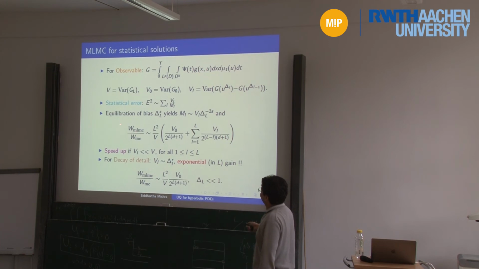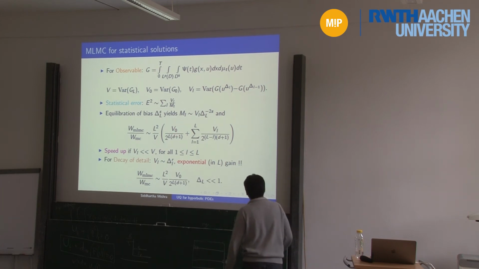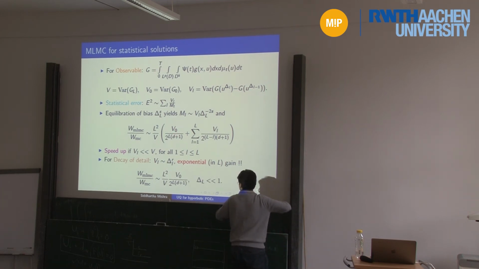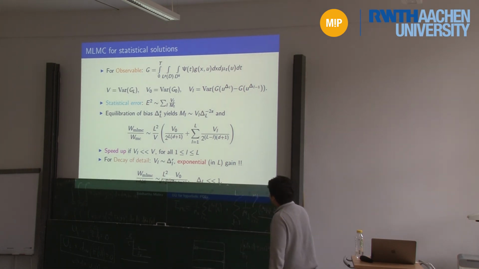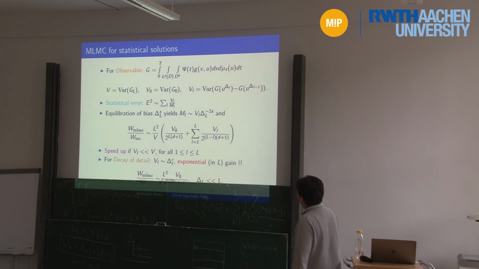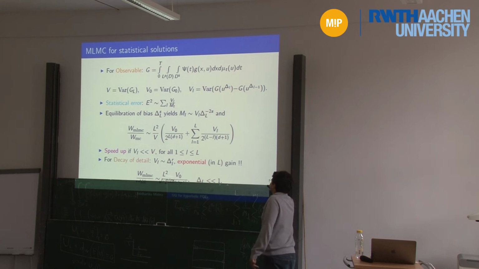Carlo method, this is the work done by MC, L is the number of levels that you have, V0 is the variance of this guy here. This is not hard to prove. VL is the variance of this guy here, and I am assuming that there is some dyadic hierarchy in the grids, but other cases are also possible to work out.